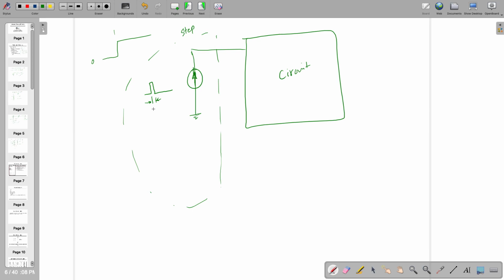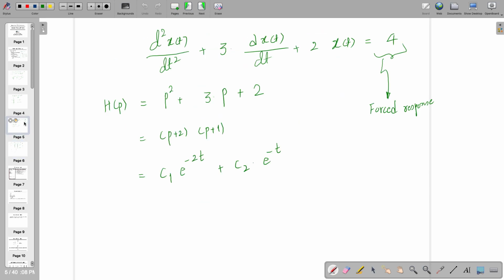Other than that, there might be the case that you are giving a sine wave over here, right? So in all such cases, you can find out this response, which we are going to call the particular integral, PI. What we have found out right now is called the complete solution, CS. So CS plus PI is going to give you the response of your circuit, right?